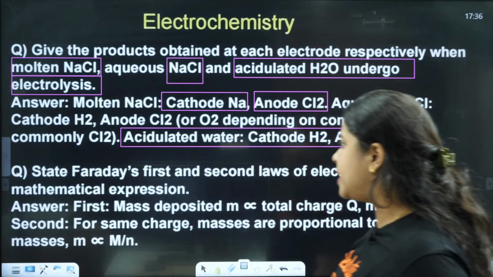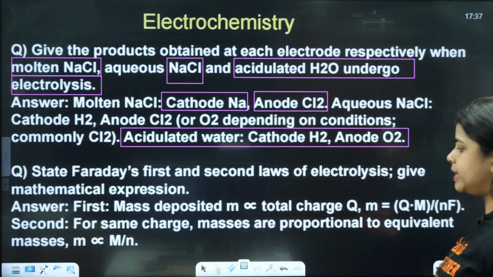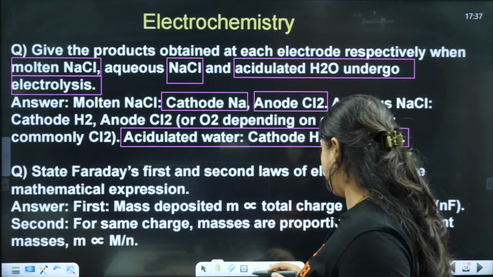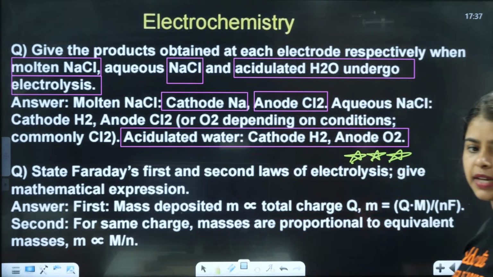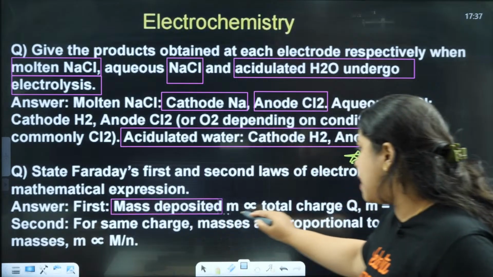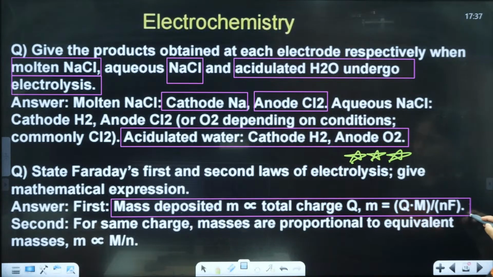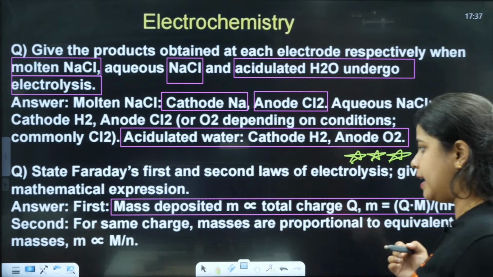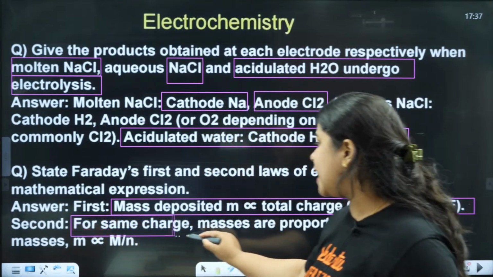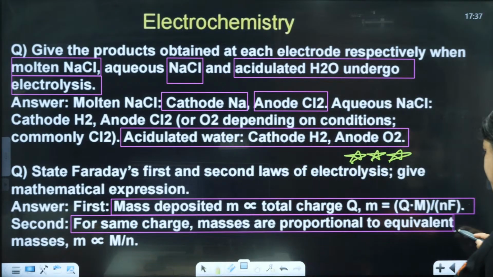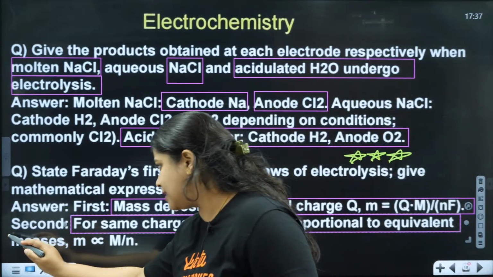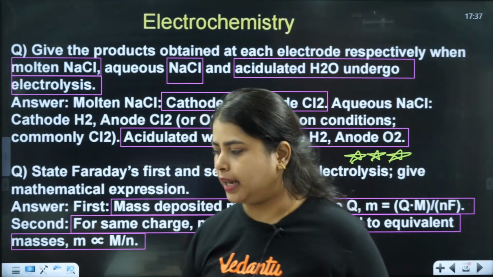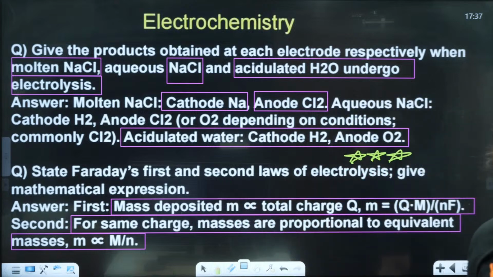Next question. State Faraday's first and second laws of electrolysis. Give the mathematical expression. This is short, guys, 100% short question. So state Faraday's law. First one: the mass deposited m is directly proportional to the total charge Q, and m is equal to QM divided by nF. And second is going to be what? For the same charge, masses are proportional to equivalent masses. m is directly proportional to M by n. That is called Faraday's first law and the second law description.